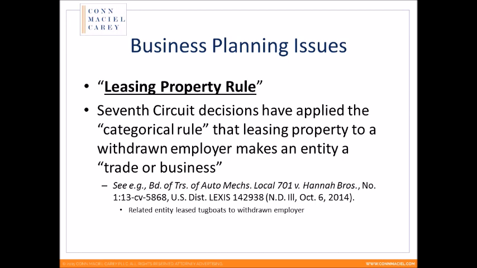The Hanna Brothers case ran a tugboat business, but the tugboats were leased to that employer by the owner who owned both of the companies. And that created a control group which made the entity that leased the tugboats also responsible for the withdrawal liability of the withdrawn employer.